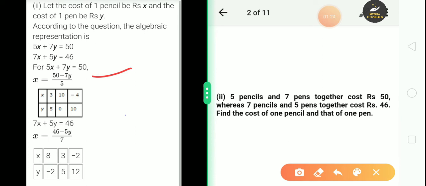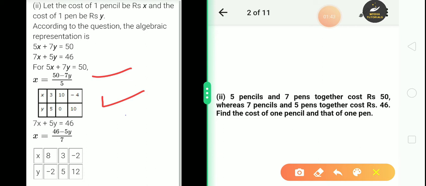Then assume y is equal to 10. So 7 tens are 70 and 50 minus 70 is minus 20. Minus 20 upon 5 is minus 4. So when y is equal to 10 I am getting x is equal to minus 4. So the coordinates for the first equation are (3, 5), (10, 0) and (minus 4, 10). आपको minimum 4 coordinates find करने पड़ेंगे.